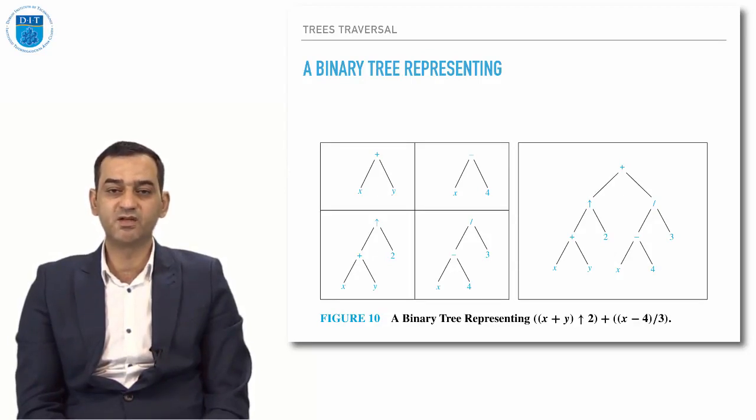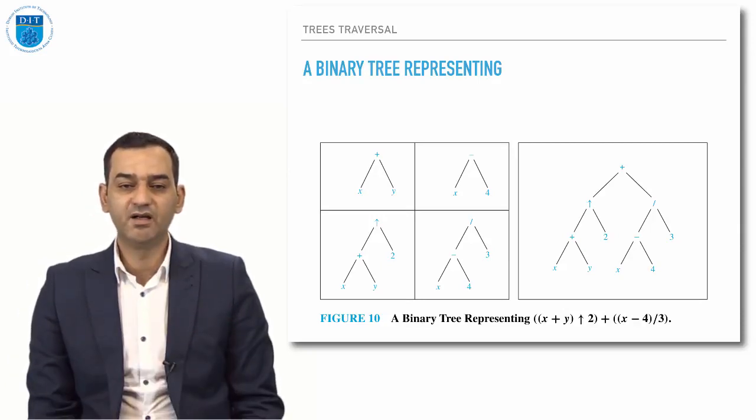First, a subtree of the expression x + y is constructed. Then this is incorporated as part of the larger subtree representing (x + y)^2. Also, a subtree of x - 4 is constructed, and then this is incorporated into a subtree representing (x - 4)/3. Finally, the subtrees representing (x + y)^2 and (x - 4)/3 are combined to form the ordered rooted tree representing (x + y)^2 + (x - 4)/3. These steps are shown in figure 10.